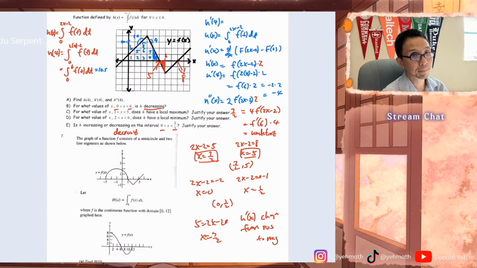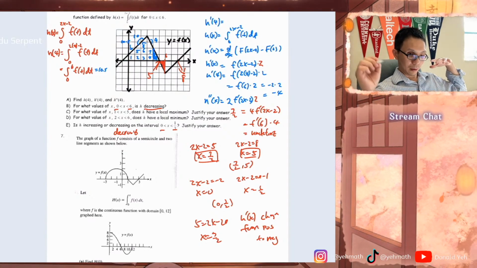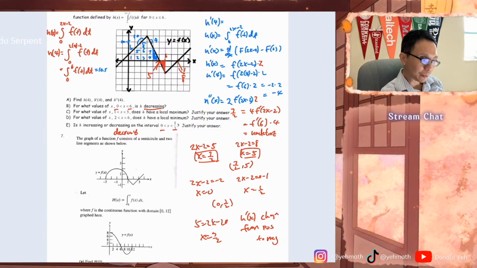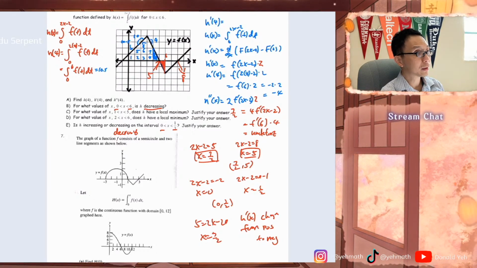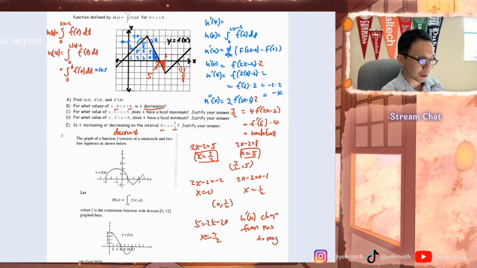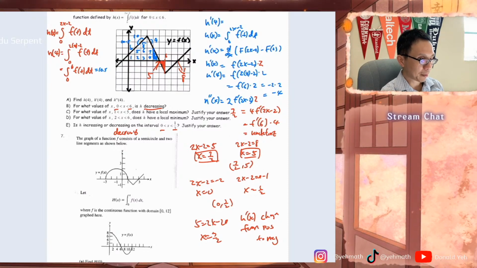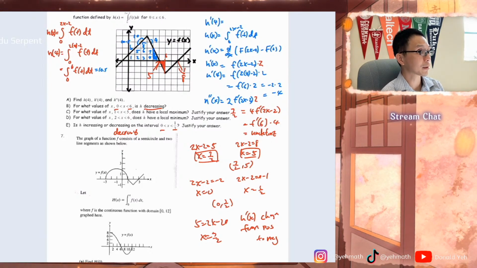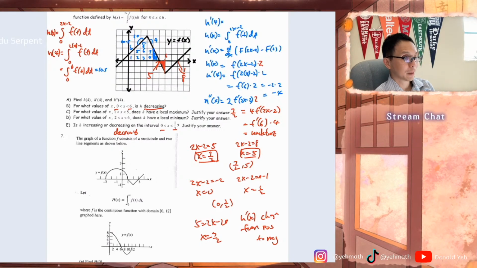Can you explain that again? Is this for B? No. When they go from positive to negative, that means it's a maximum, because this one is h prime of x. H prime of x going from positive to negative means this point is a maximum in h of x, in the original function. Because it went from a positive slope to a negative slope, guess what? That's that.